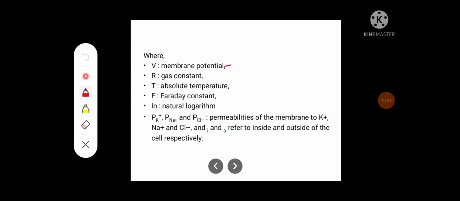Where V is membrane potential, R is gas constant, T is absolute temperature, F is Faraday constant, ln is natural logarithm, and P are permeability of the membrane to potassium, sodium, chloride, and I and O refer to the inside and outside of the cell respectively.